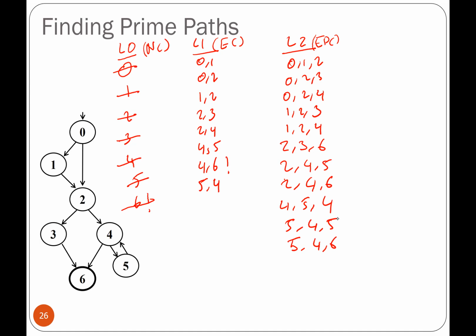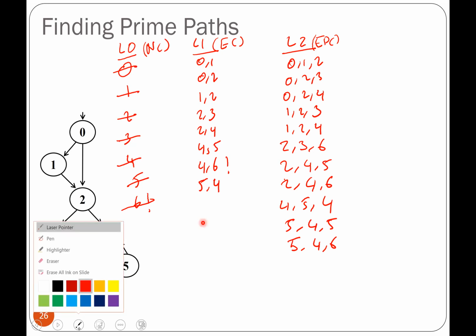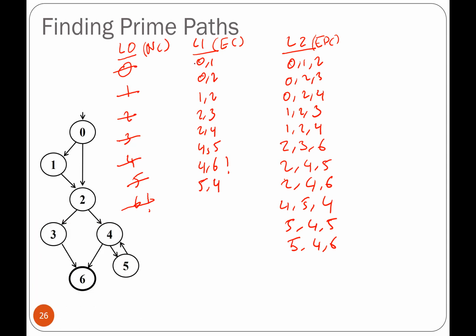Now, Faye, tell me, 0, 1, is it consumed by something in L2? Okay, it's time to cross out the numbers. So 0, 1 is subsumed. Next, 0, 2.